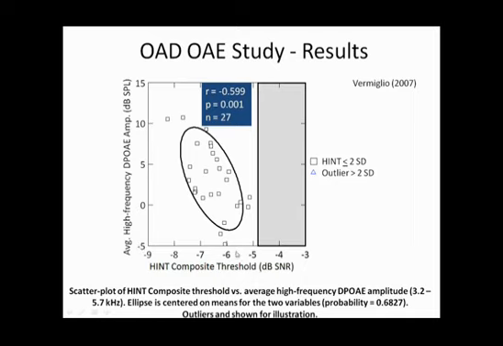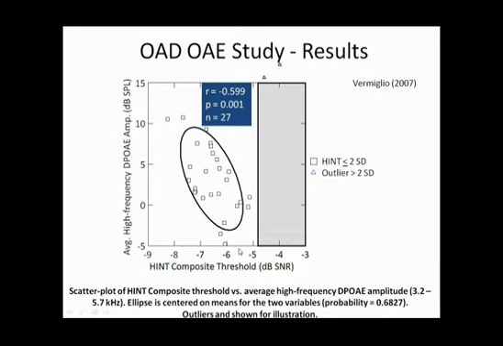This is the HINT composite score. -9 is a very good score. -3 is not a very good score. And you can see what looks like a relationship. It's actually a statistically significant linear relationship. It's an inverse relationship with an R of about -0.6, and it is statistically significant. So the better functioning the outer hair cells, the better the HINT score. The poorer functioning the outer hair cells, the poorer the HINT score.